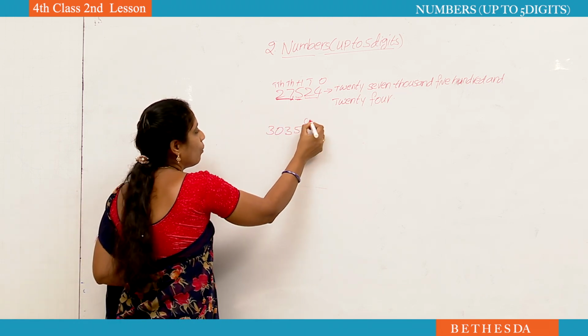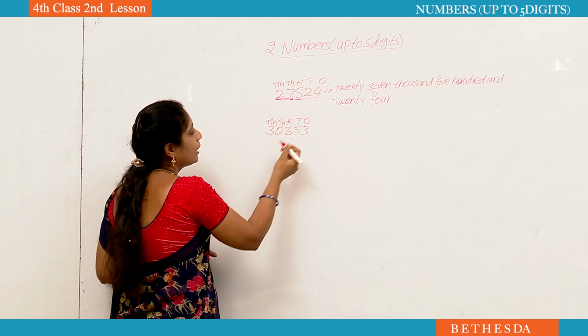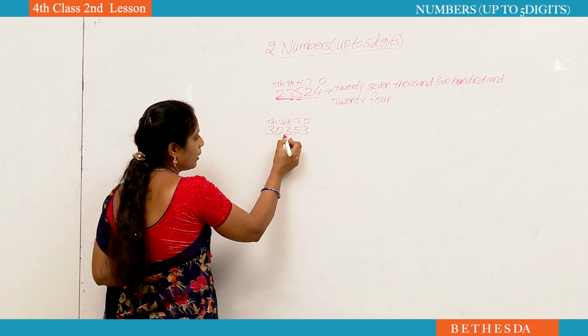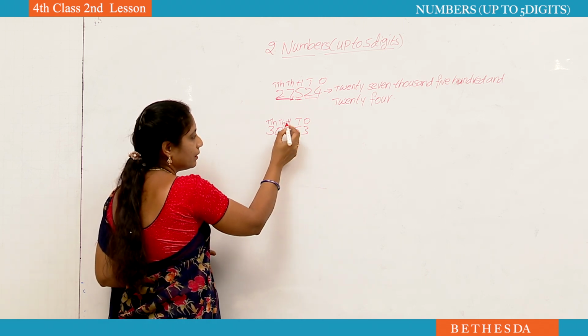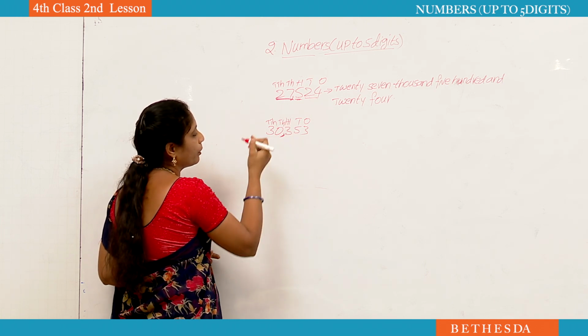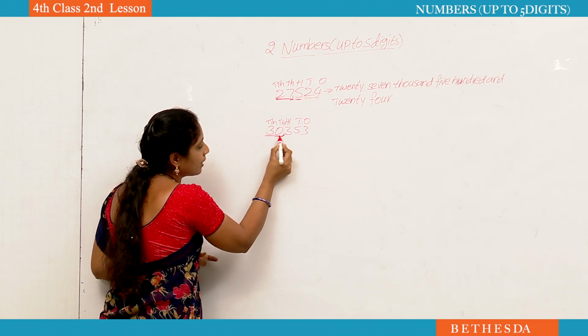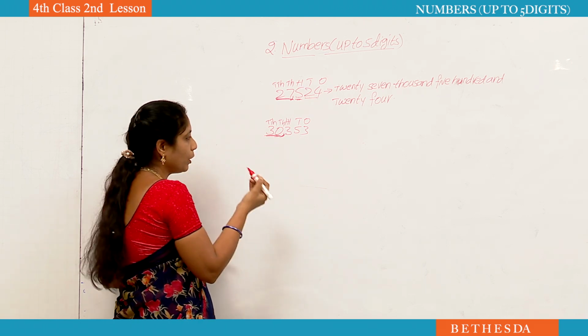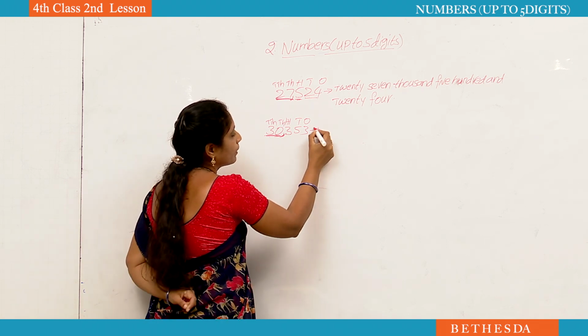Write the place values: ones, tens, hundreds, thousands, 10,000. Keep a comma after the ones period. See, ones period means ones, tens, hundreds. This is called the ones period. Before the ones period we have to keep a comma. Now how to read this number? In the thousands period what number is there? 30. Now we have to read 30,353.